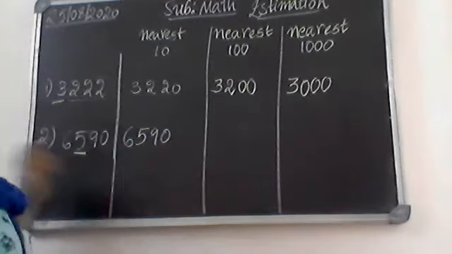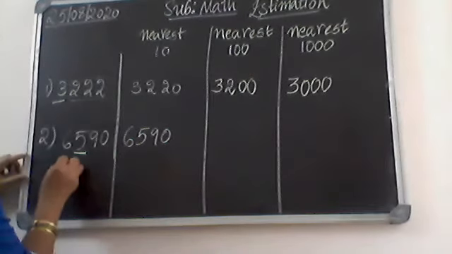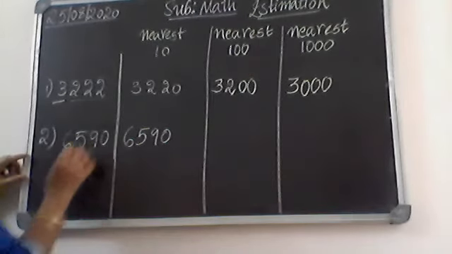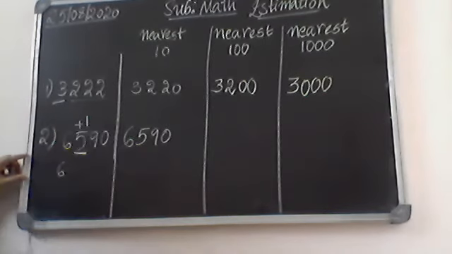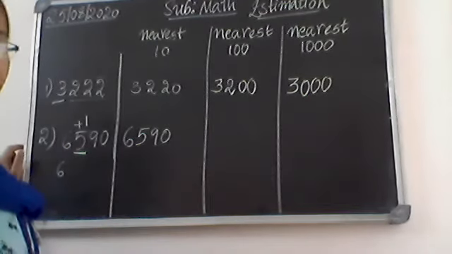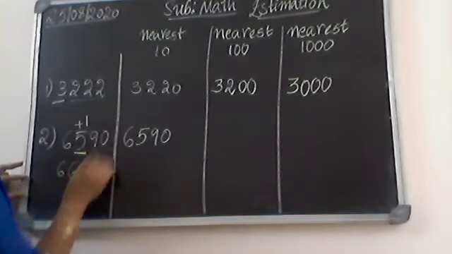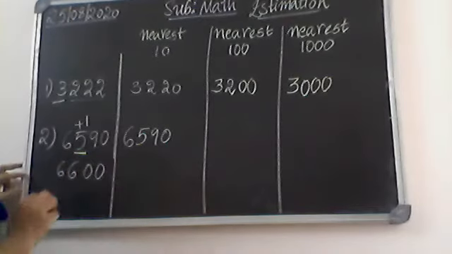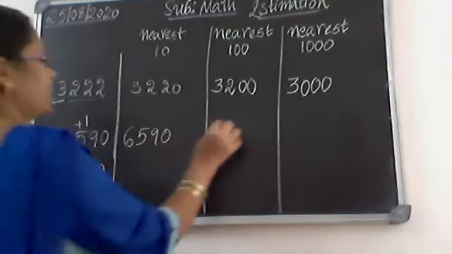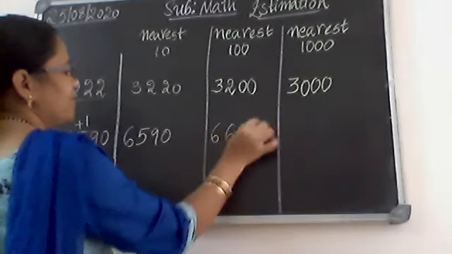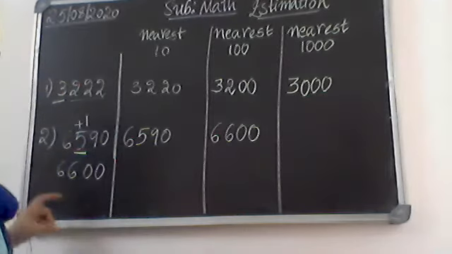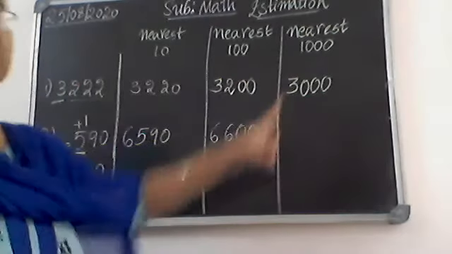So what will happen? This 6 we will write as it is. This 5 we will increase by 1. 5 increased by 1 will become 6 and these two digits will become 0. Same thing, we will write 6,600. Okay children, now let me go to the nearest 1000.